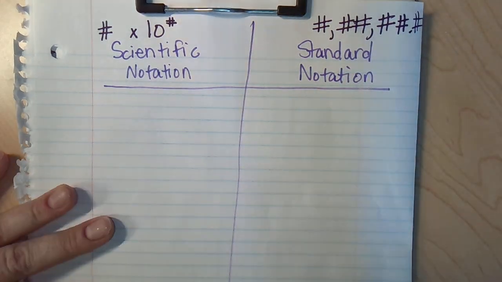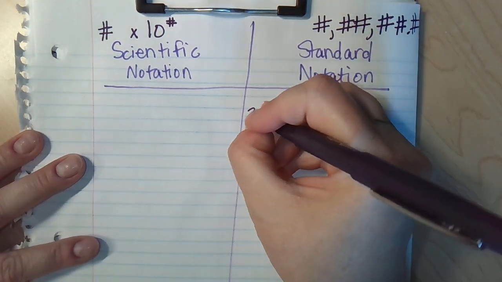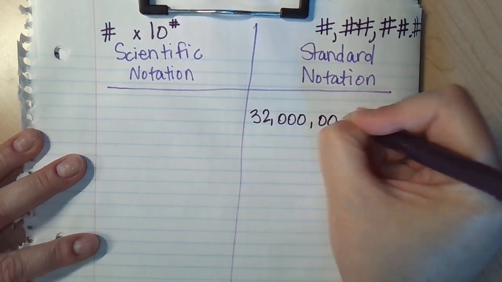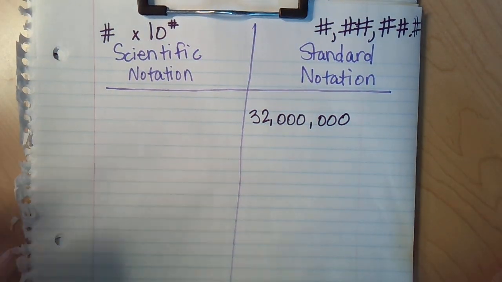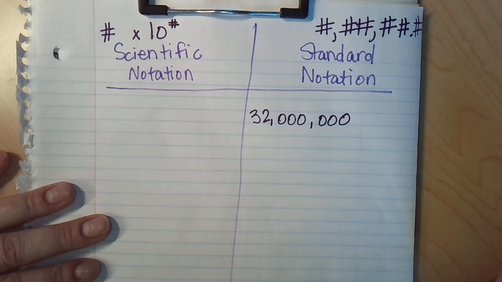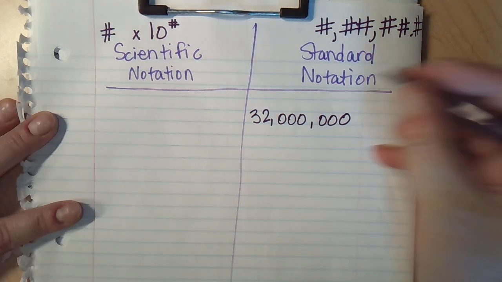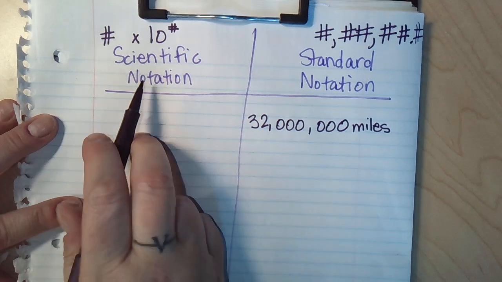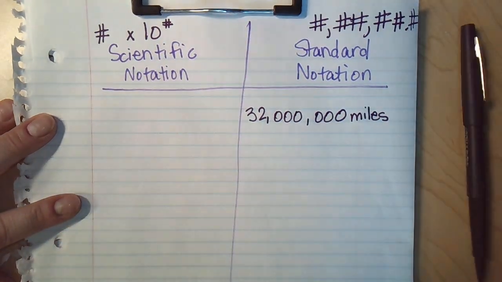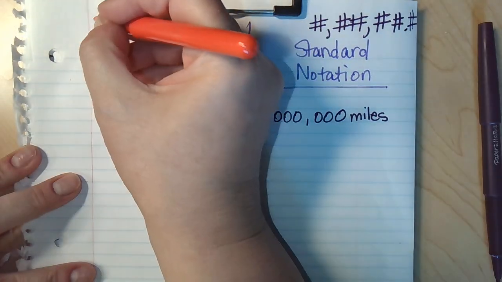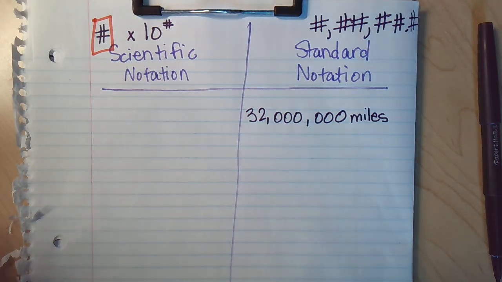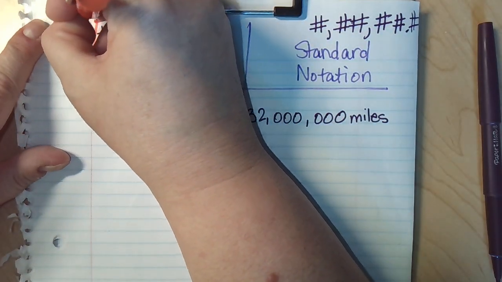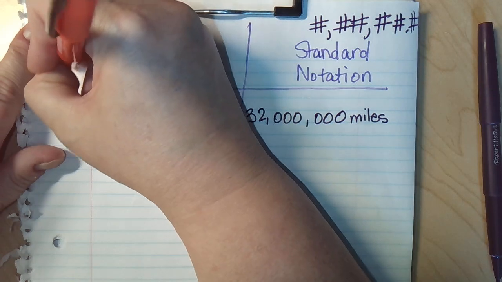Okay, so let's say I have 32 million. Let's say Earth is 32 million miles away from the sun. That's not a real thing, but just pretend. So let's say we got 32 million miles. If I want to take it to scientific notation, first I look for this number at the beginning. And this number has to be in between 0 and 10.